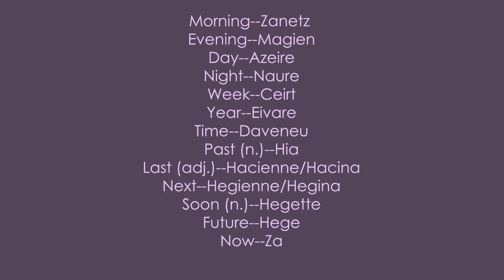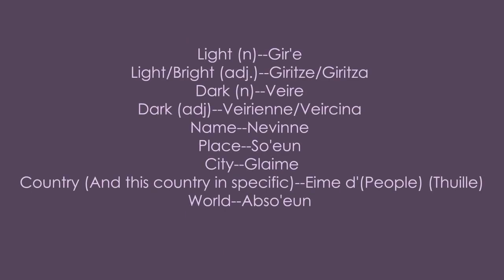kart. Year, ivar. Time, devenu. Past, the noun, kia. Last, adjective, asien, asina. Next, egien, egina. Soon, heget. Future, hege. Now, za. Light, the noun, gire. Light, bright, the adjective, giritz, giritza. Dark, the noun, fire. Dark, the adjective, Varien, Varisina. Name, Navin.